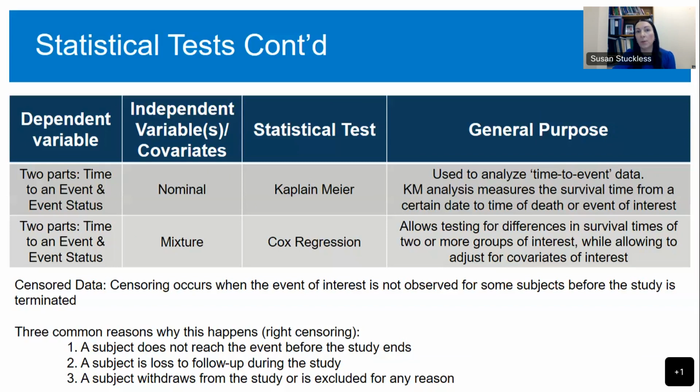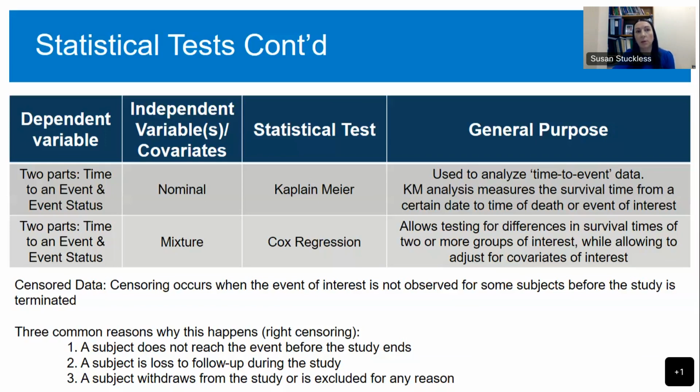So for example, maybe you were looking at time from diagnosis to return of cancer, and you studied it for 5 years. Maybe not everyone would have had enough time to develop a cancer, but you know that they survived at least 5 years and didn't redevelop the cancer. So that would be a situation. That's where the Kaplan-Meier analysis comes in.